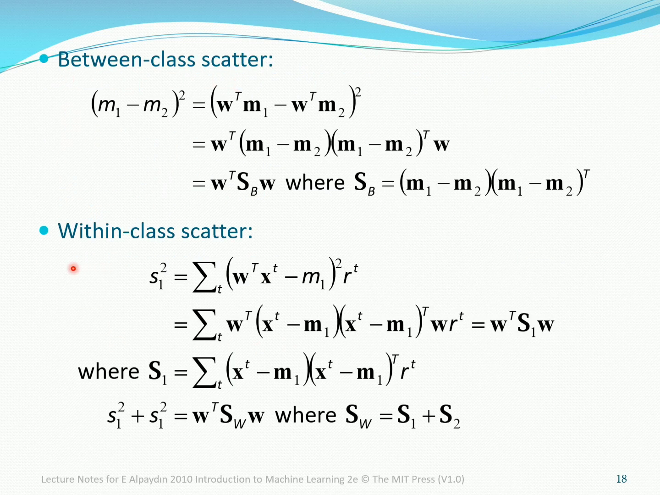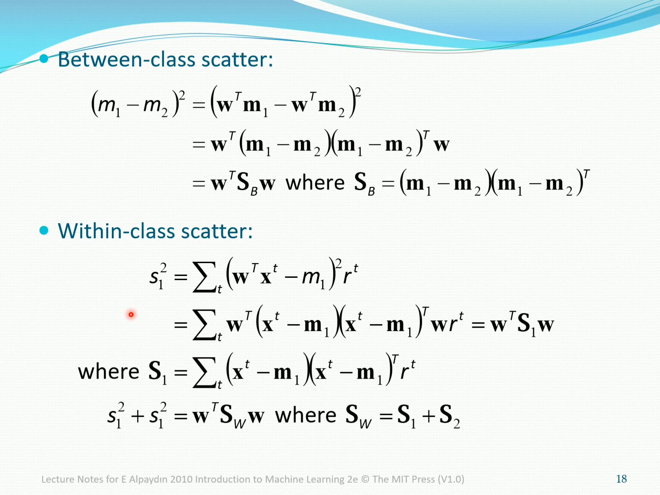Between class scatter and within class scatter. Begin with between class scatter. (m1 minus m2) squared equals (W to the power T m1 minus W to the power T m2) whole squared, where taking out W transpose, multiply (m1 minus m2) multiplied by (m1 minus m2) to the power T, equals W to the power T SB W, where SB equals (m1 minus m2) multiplied by (m1 minus m2) to the power T.